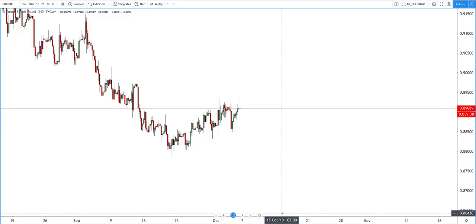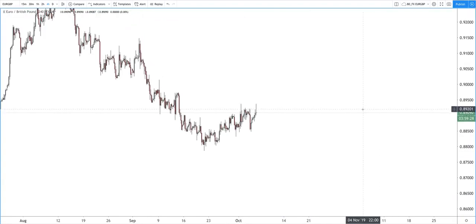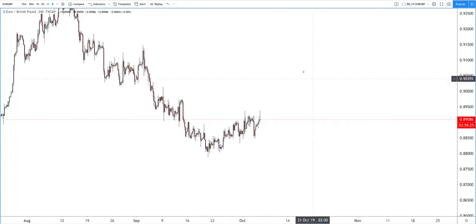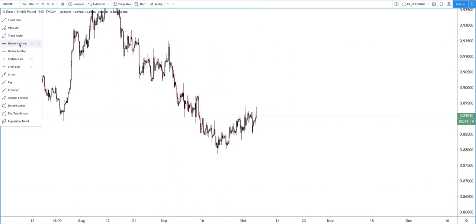So by using things like support and resistance, trend lines, and then price action, we can stack those odds in our favor. So first off, let me just begin with price action. It's very, very important to be able to understand price action, and it's very important to be able to see it.